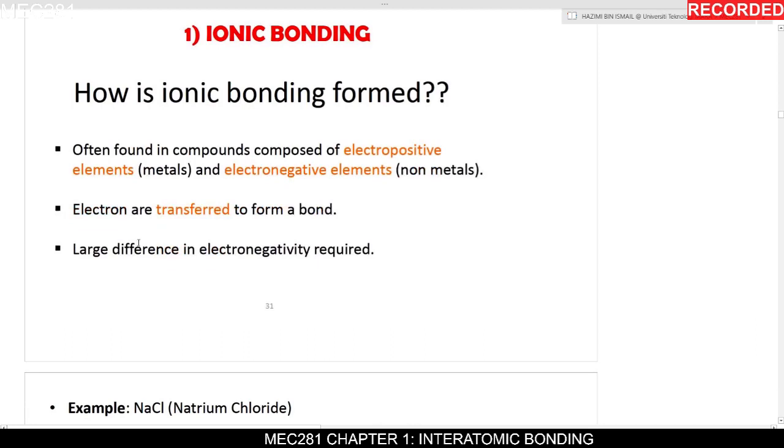Electrons are transferred to form a bond. A large difference in electronegativity is required. It means that if the electropositive element has one electron in its outer shell, or the valence shell, then the electronegative element has an almost full valence shell.